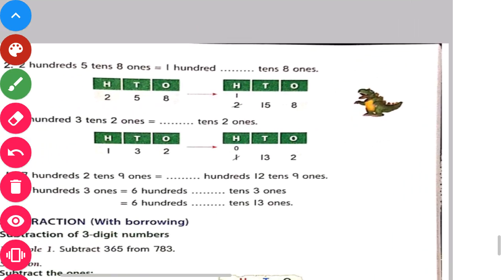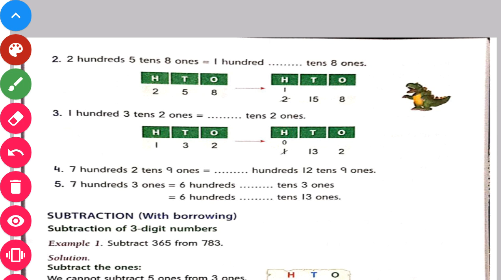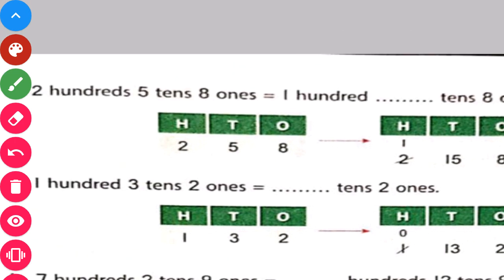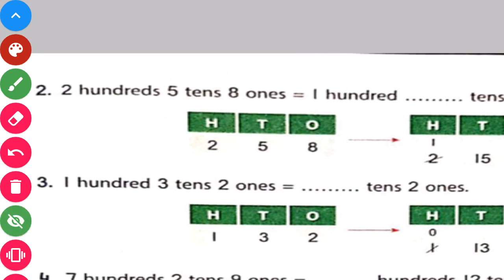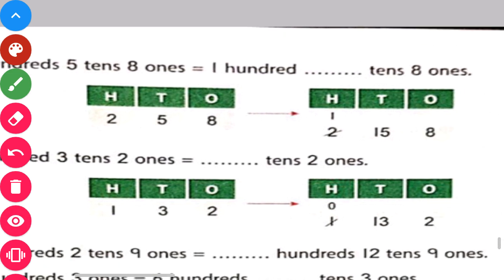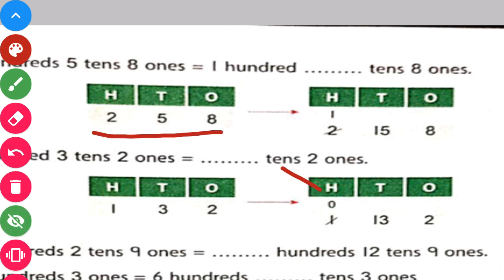Great. Now let us move towards some of your book questions. Here some questions on regrouping are given. Let us do it. Try to understand this. 2 hundreds, 5 tens and 8 ones is equal to, look here, 1 hundred. So what have they done? They have decomposed 1 hundred. That means the hundred has given 1 borrow to the tens place.